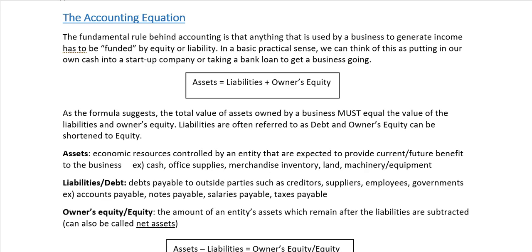Moving on to the last element of our accounting equation, the owner's equity, or simply equity, is the amount of an entity's assets which remain after liabilities are subtracted. And the equity can also be called net assets.